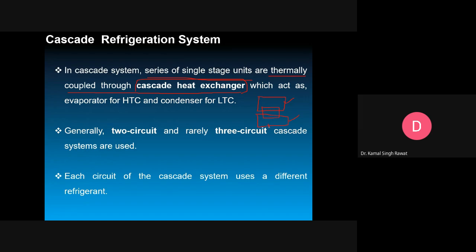So at this point we have evaporator, then compressor, then condenser. This cascade heat exchanger acts as a condenser for the lower temperature circuit and as an evaporator for the higher temperature circuit. So why is this the higher temperature circuit and why is this the lower temperature circuit? So far we have understood that in the cascade system we use more than one single stage unit.